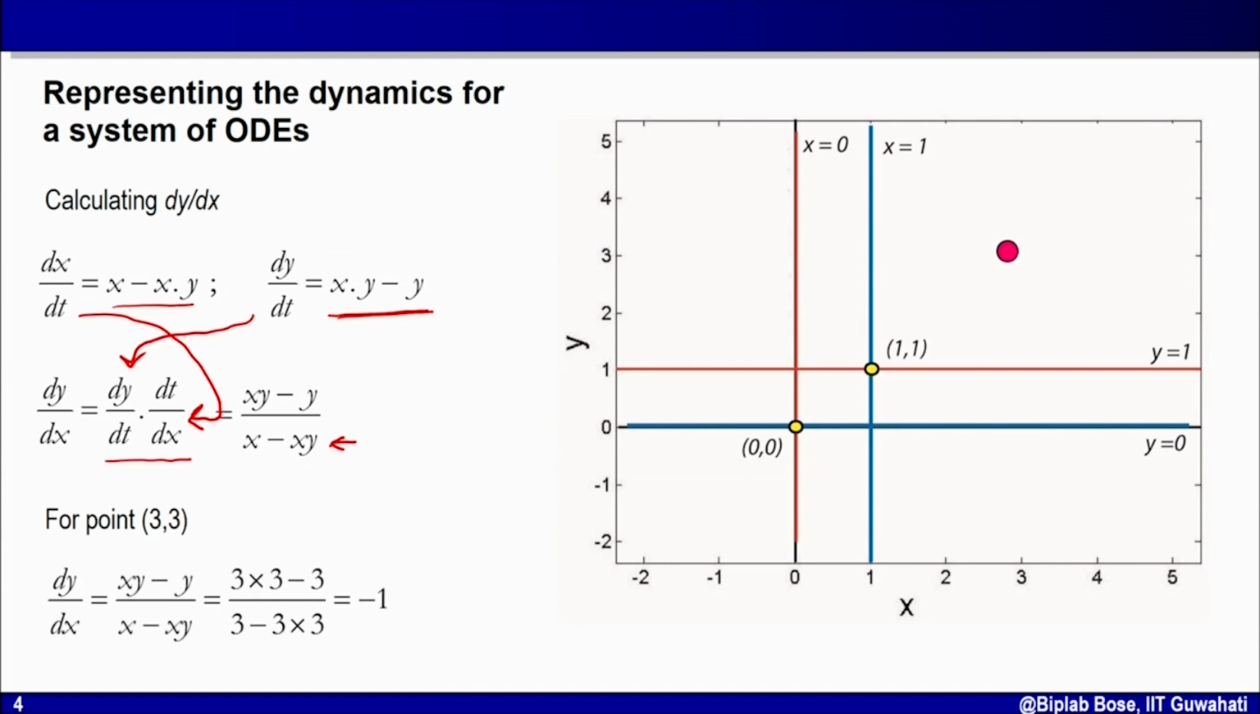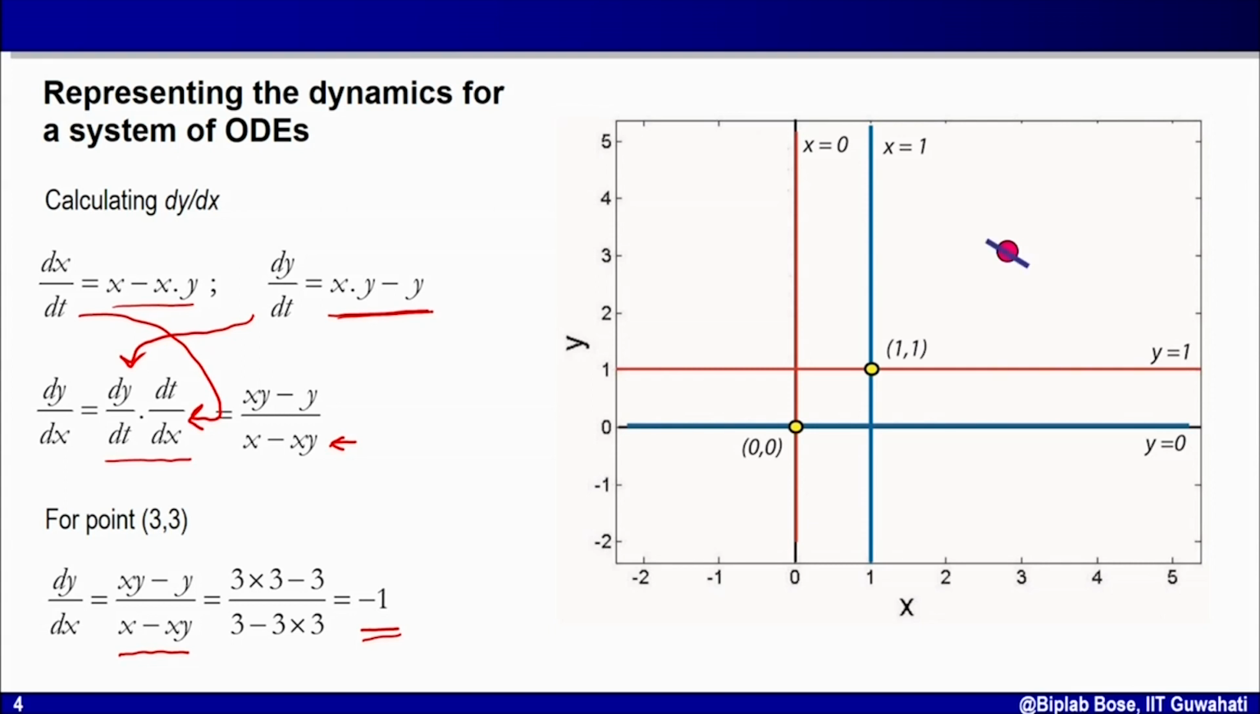How can I calculate it? dy/dx is equal to, as I have calculated, (xy minus y) divided by (x minus xy). So put the values of x and y here. Both x and y are 3. So in the numerator, I will have 3 times 3 minus 3, divided by 3 minus 3 times 3, and that gives me minus 1. That means I have to draw an arrow at this point which will have a slope of minus 1. So essentially I want to draw an arrow there with an angle of 135 degrees.